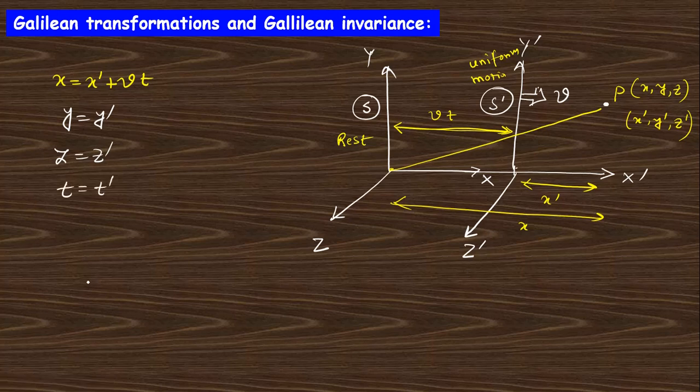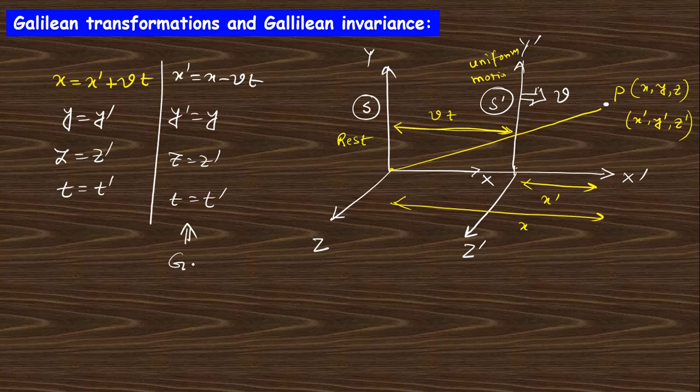In the reverse relation you can write x prime equals x minus vt, y prime equals y, z prime equals z, t prime equals t. Okay, this is known as the Galilean transformation, and this is the inverse Galilean transformation. Clear?